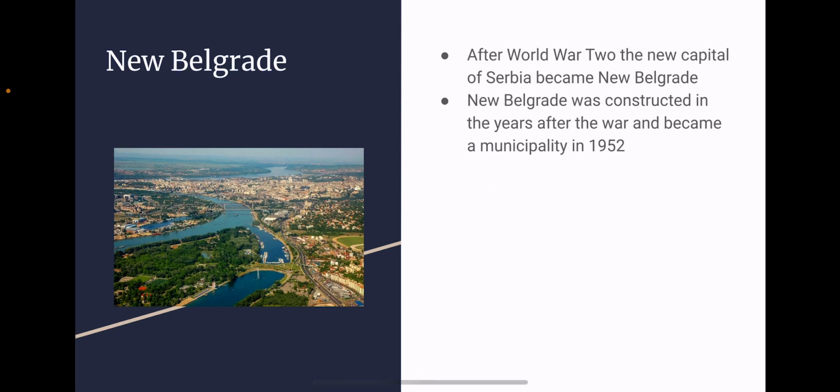So New Belgrade, after World War II, as I said, the new capital of Serbia became New Belgrade. New Belgrade was constructed in the years after the war, and it became a municipality in 1952, and that picture there is what it looks like today.